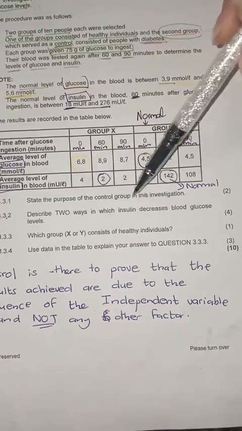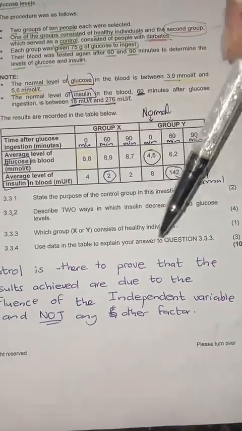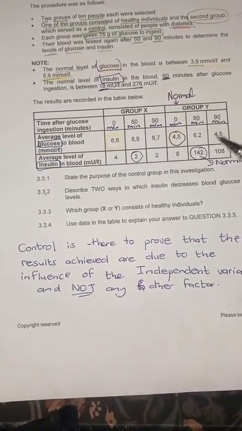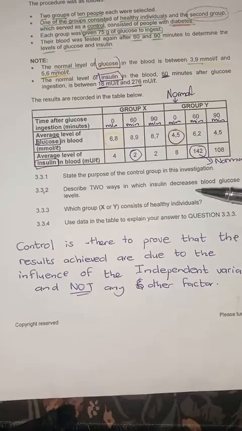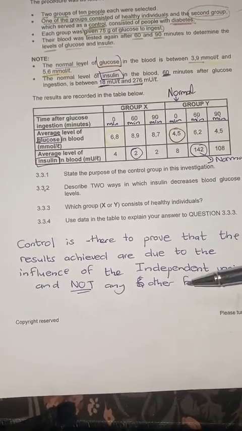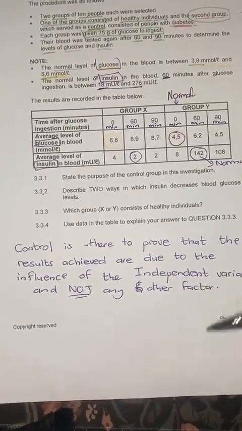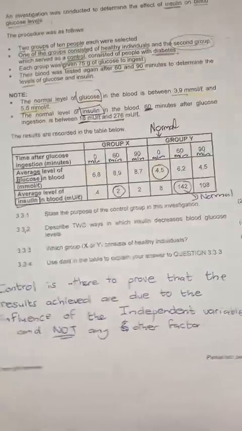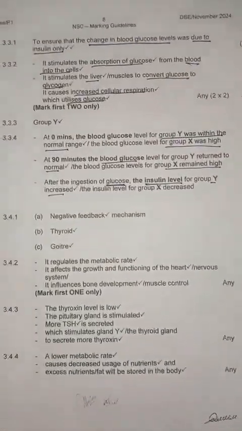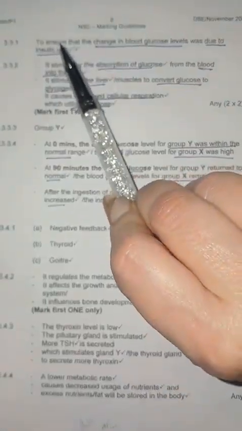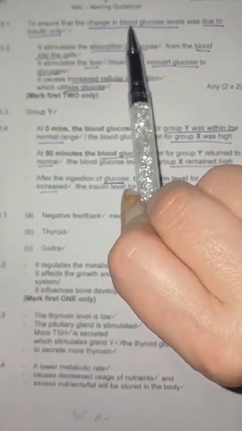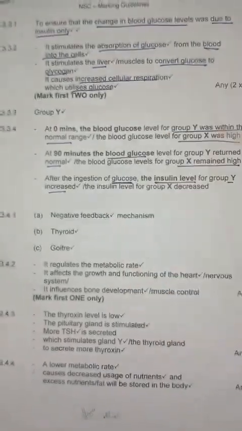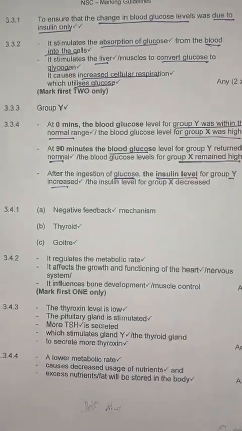State the purpose of a control group in this investigation. Now remember, a control group is always to prove that the results that you achieved are only due to the influence of the independent variable and nothing else. So in this case, insulin was your independent variable. So if we look at our answer: to ensure that the change in blood glucose levels was due to insulin only.